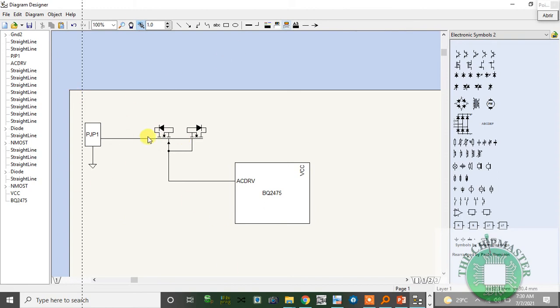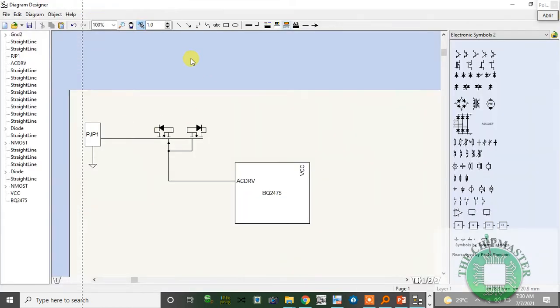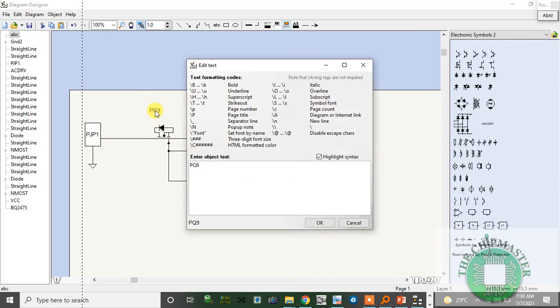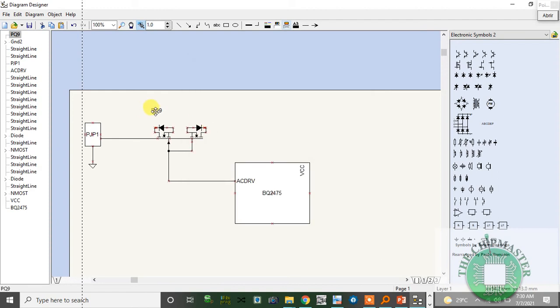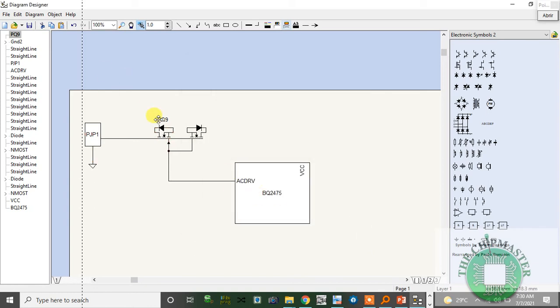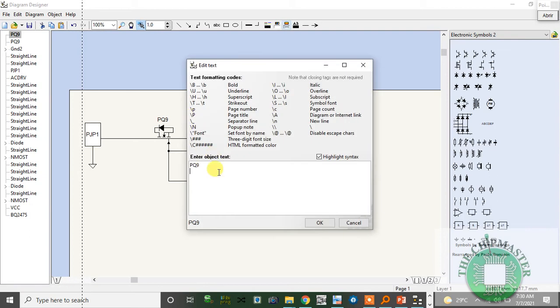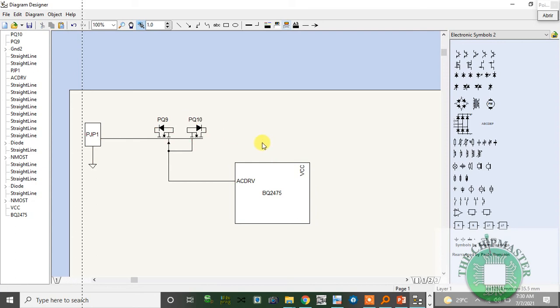So there are two isolation MOSFETs. One is connected to PQ9, and the other is PQ10. Okay. All right, so we have these two MOSFETs, and after conduction, we have VCC.